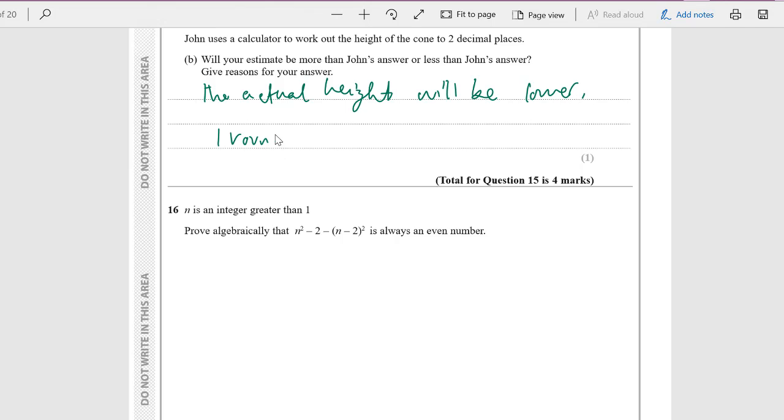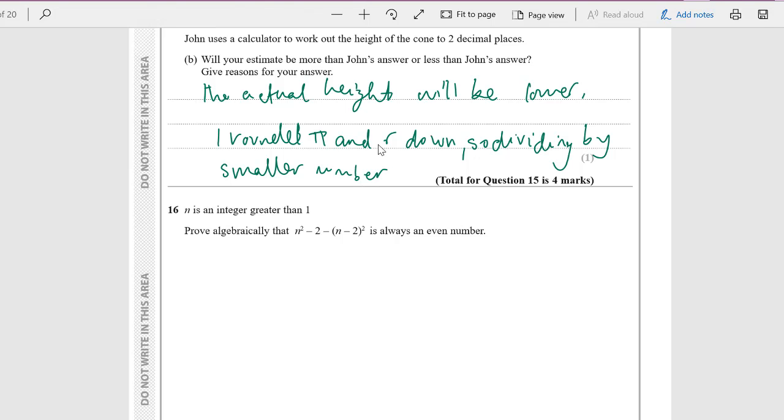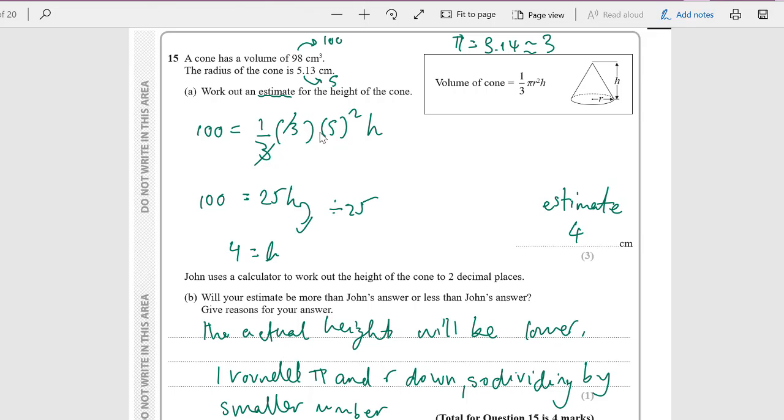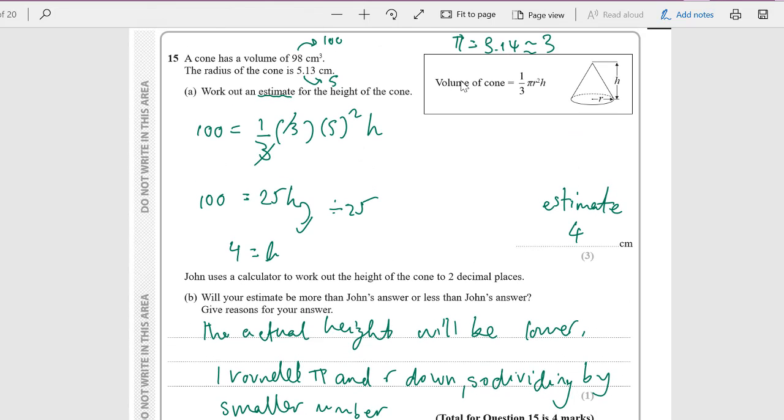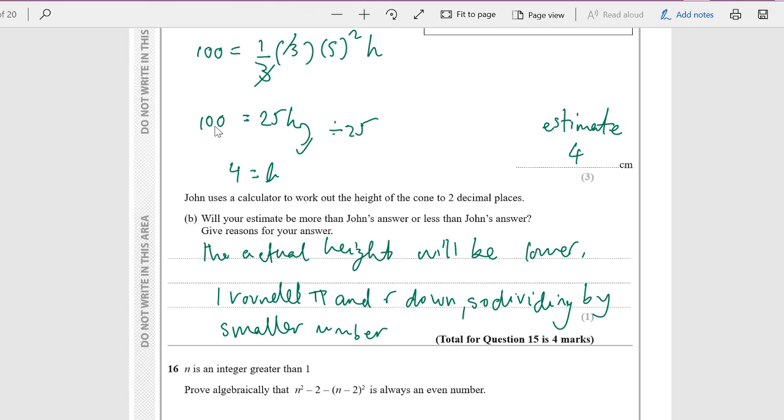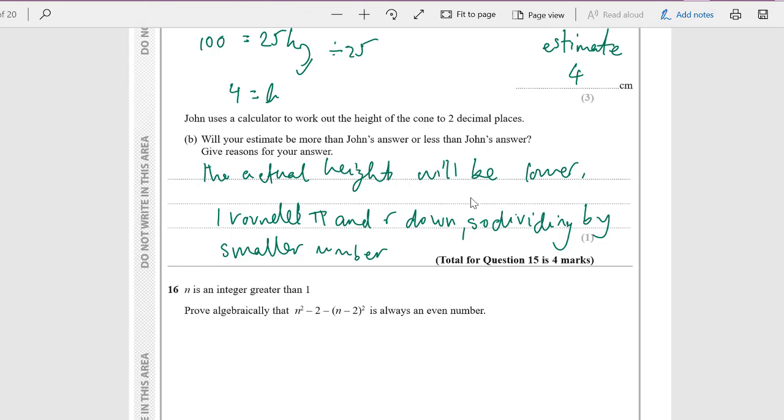I rounded pi and r down, so essentially dividing by a smaller number. As you can see here, I estimated my pi and my radius down. So when I came to divide by my 5 squared, the number was smaller, and also the volume, 100, was rounded up. If you have a larger number as a numerator and you're dividing by a smaller denominator, the number is going to be much larger, so the actual height will be lower.